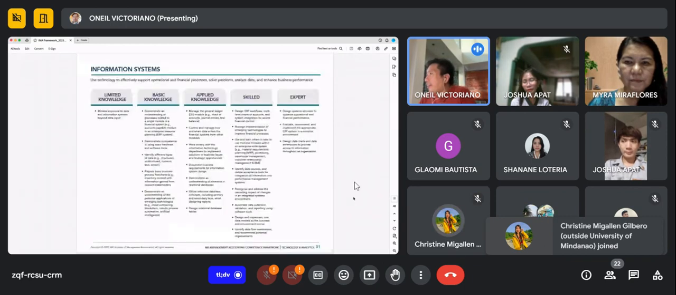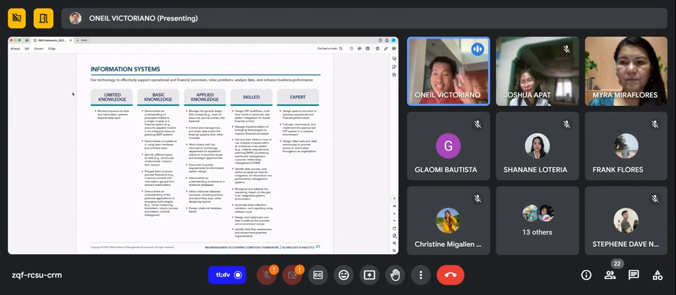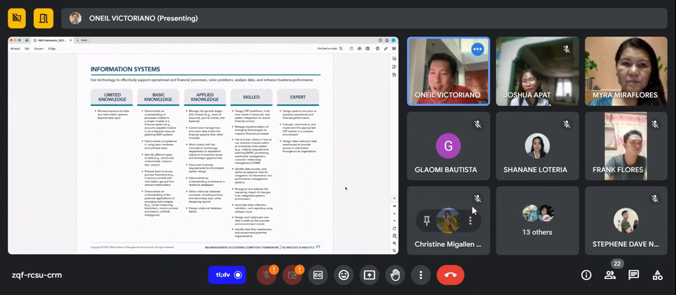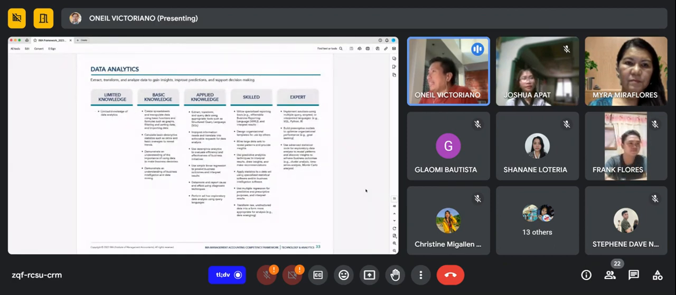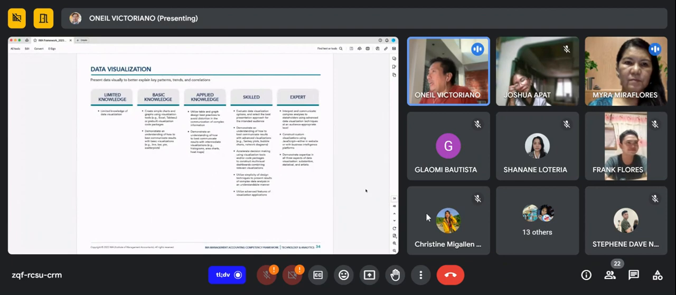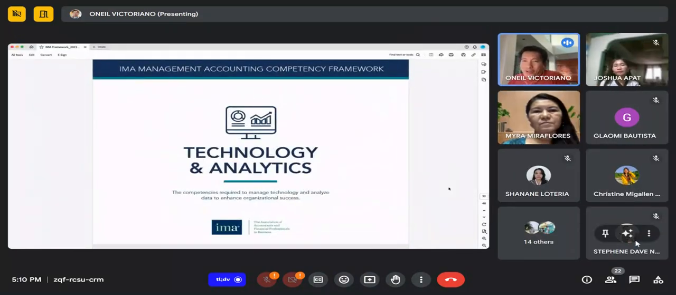These are quite heavy, so I've used these different items here. And then I've got the topics, and it's quite full. So we have information systems, data governance, data analytics, and then visualization. Based on my research, it's only 15% of the exams, which only comprises 15 points.